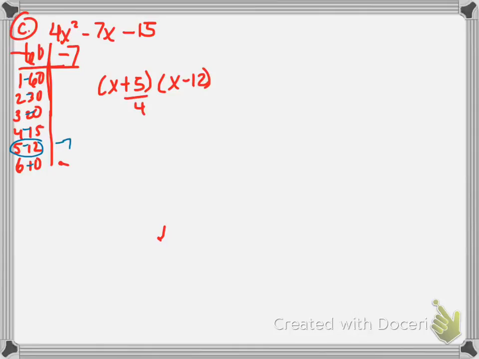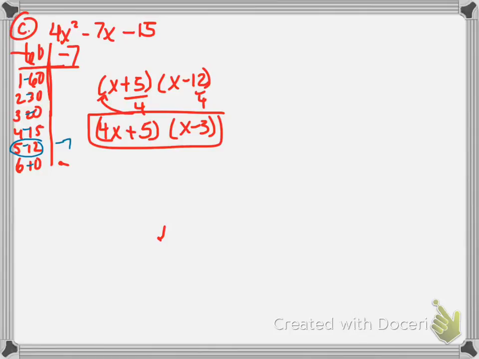Divide both of them by 4. If they're not divisible, where does it go? To the front, so it becomes 4x plus 5. And is 12 divisible by 4? Yep. And that's a minus 3. So these are your factors, but then you were supposed to set them equal to 0.